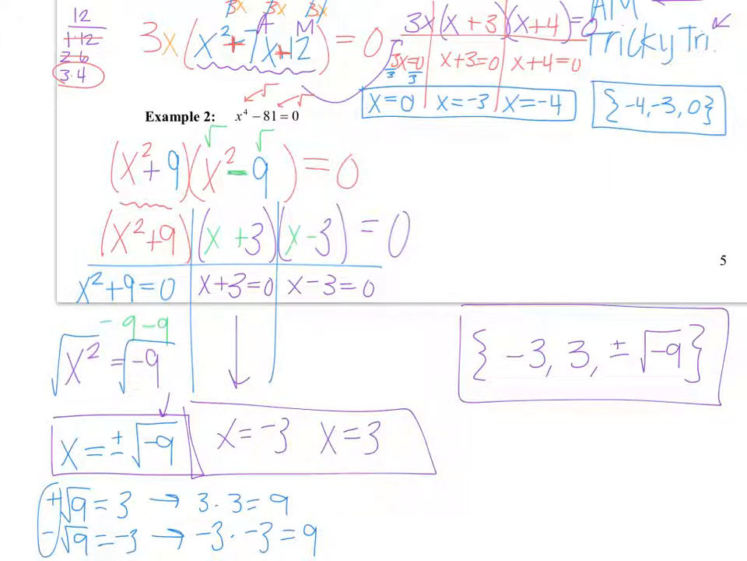And there you have it, factoring completely and factoring using DOPS, difference of perfect squares.